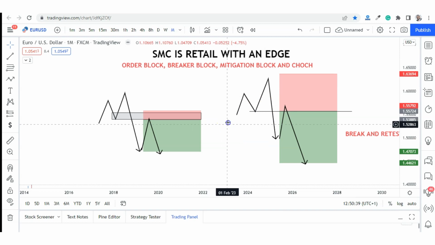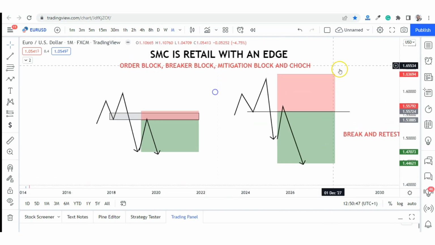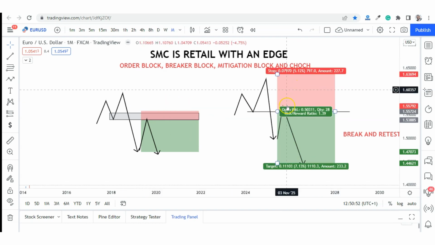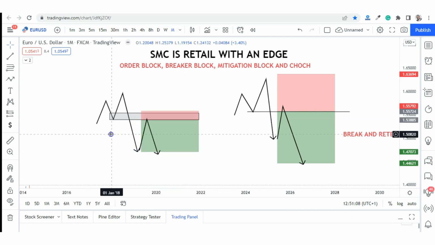Why is this an edge? Because in this case here, look at this move from here to here. The trader that trades the retail concept, let's assume this is a win-win situation. The retail trader here will simply have a 1.39 risk to reward. But a smart money trader entering here with stop loss above here simply has 3.571. But the whole concept, the ideology, is the same. It's just that one has an edge over the other.